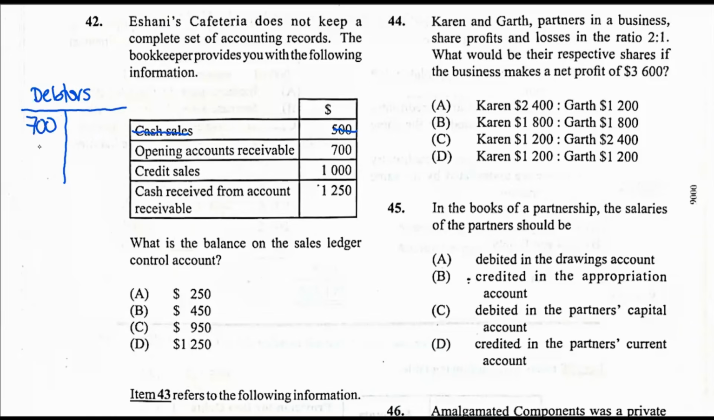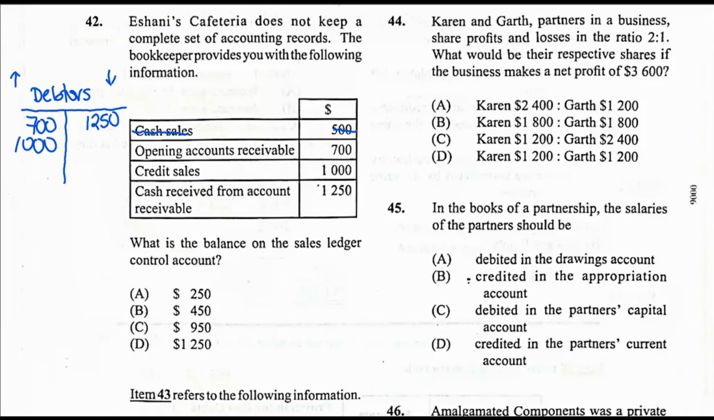Credit sales, yes, we are selling goods to customers on credit. That's going to come here, debit side. Remember, debit is to increase the amount that they owe us. Credit will be to reduce the amount that they owe us. Good. Cash received from accounts receivables, okay, yes, they actually paid us some money, so that's going to be on the credit side.